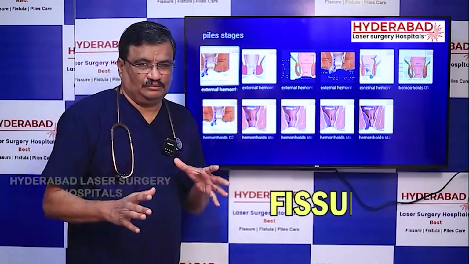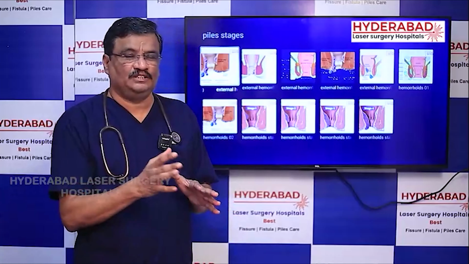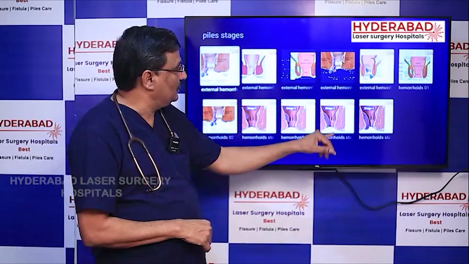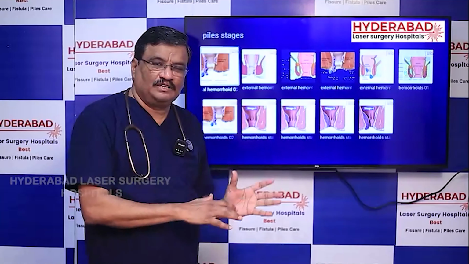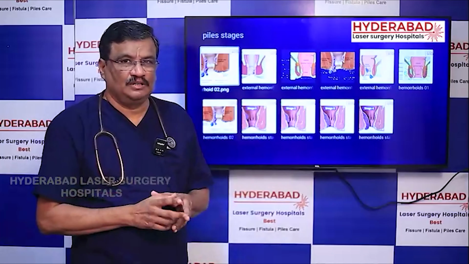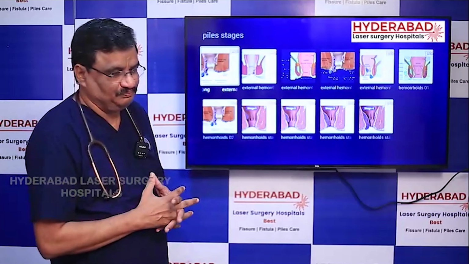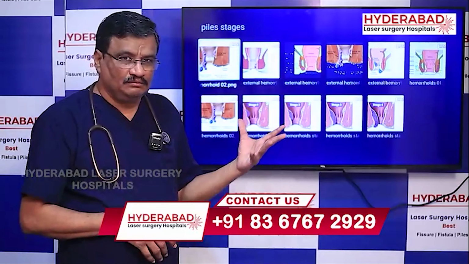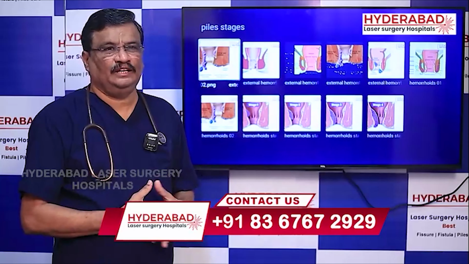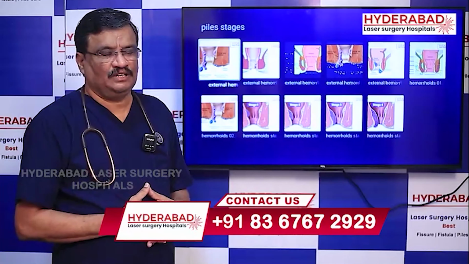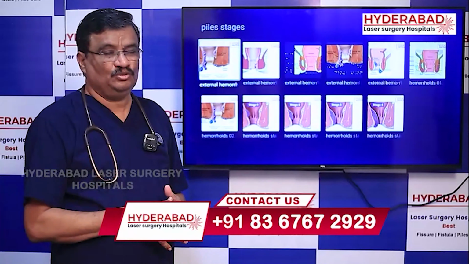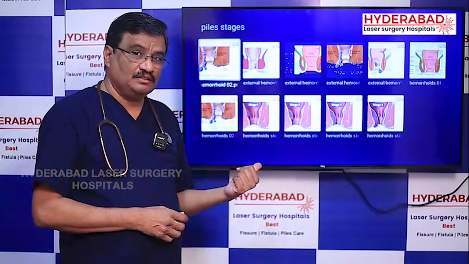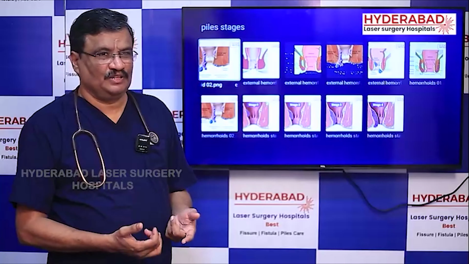Fissure means cut. So when you pass hard stools or there is any sharp object in the stool, it can cut your bottom, right side, left side, front or back, but mostly it happens on the back. The problem with fissure, why it arises: you can get a cut on your body any number of times, 100 times, 1,000 times in your lifetime, but you don't see any problems. Why does this one give you trouble?